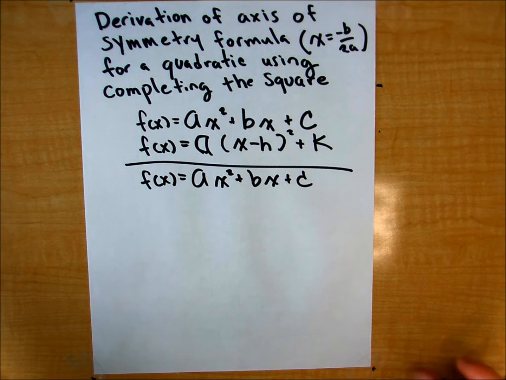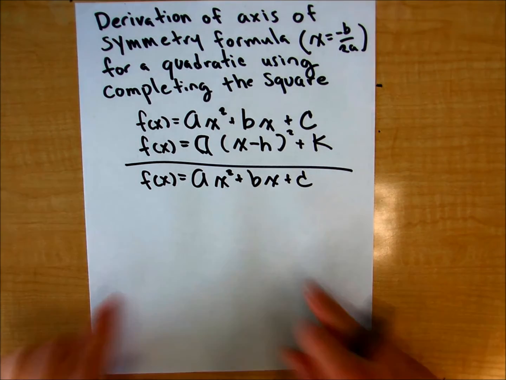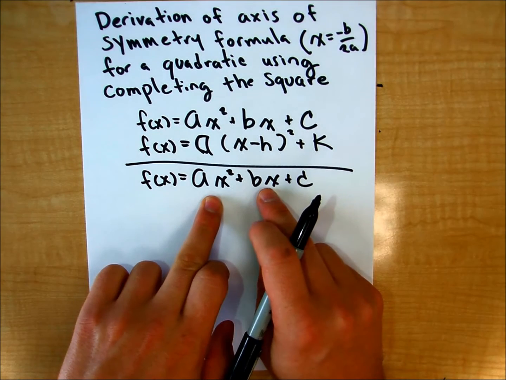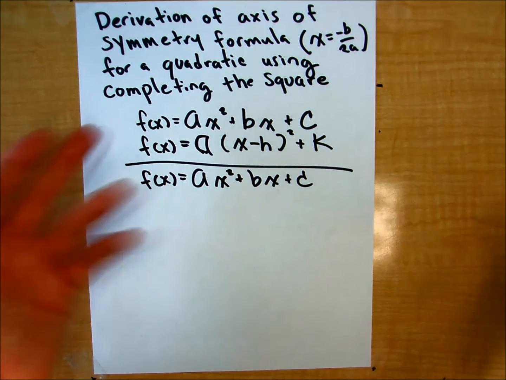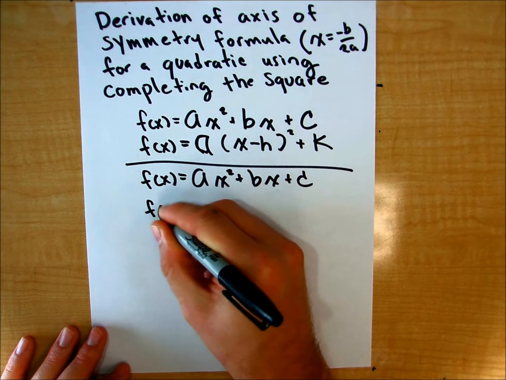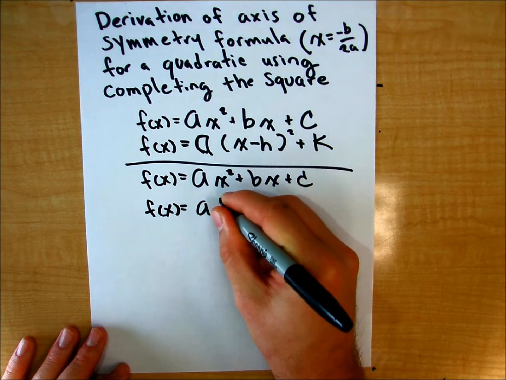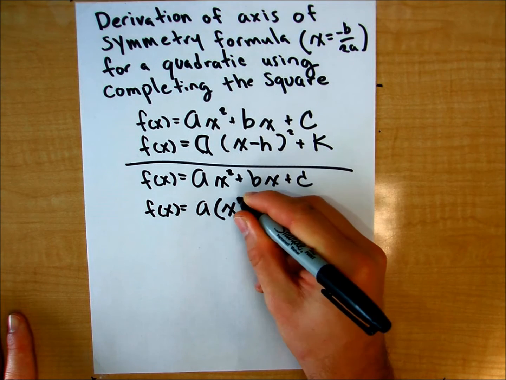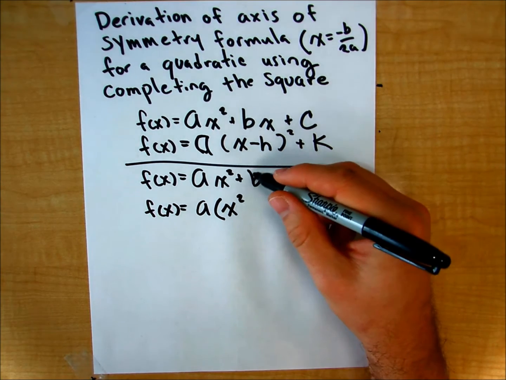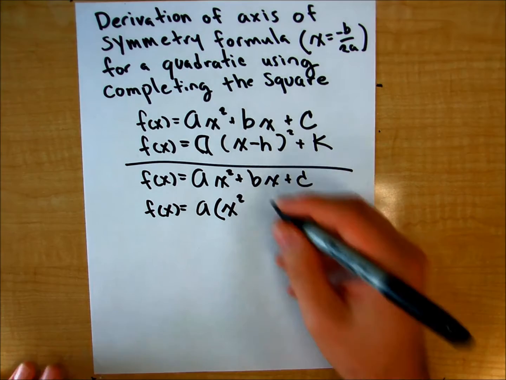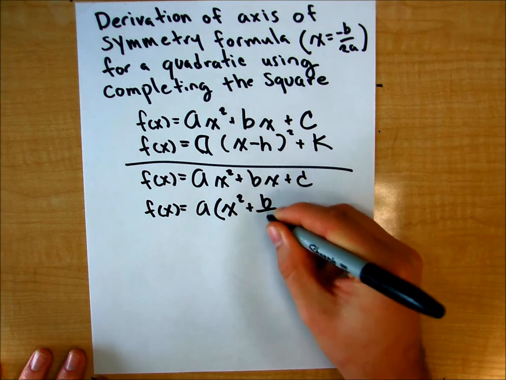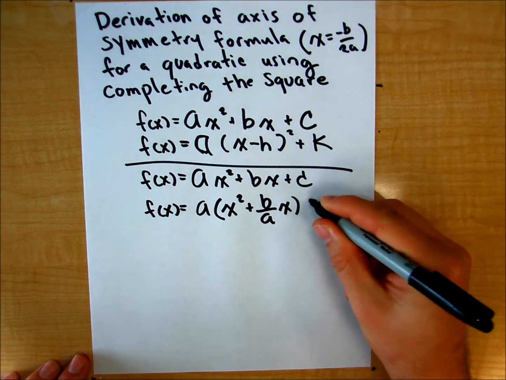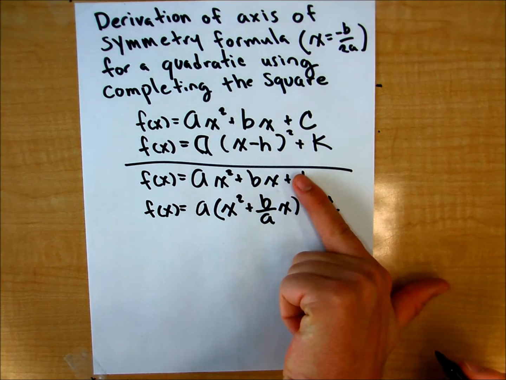The first thing that I am going to do is remove my a from both of these terms, my ax squared plus my bx. And you'll notice that bx does not have an a, but we're just going to go for it. If I take an a out of ax squared, I'm just going to get x squared. If I take an a out of bx, I'm just going to get b over a x, to make that be 1, plus c. I didn't do anything to my c term.